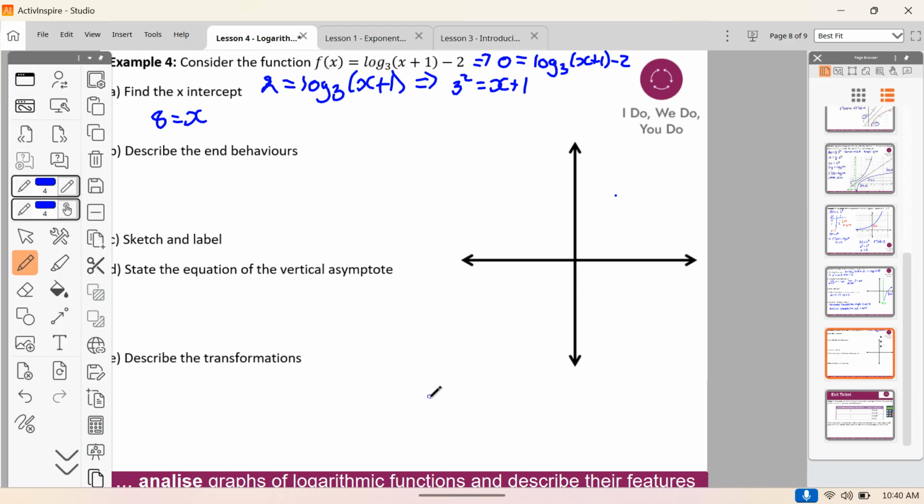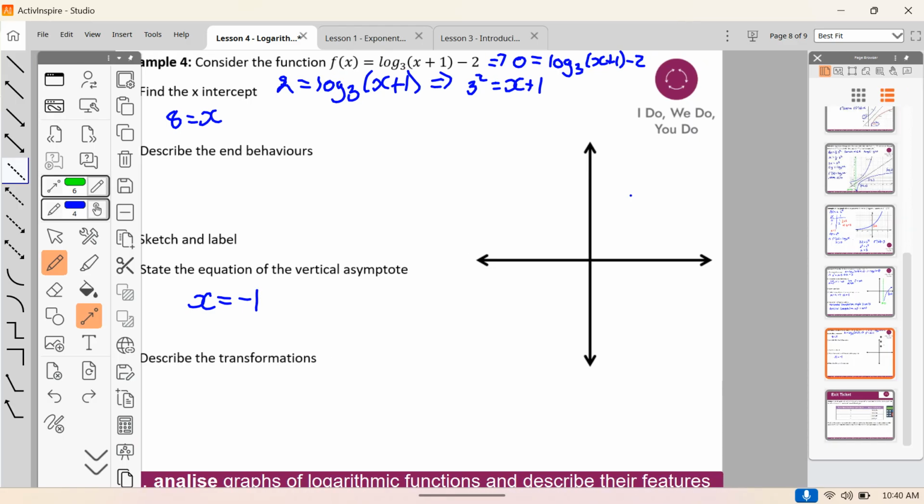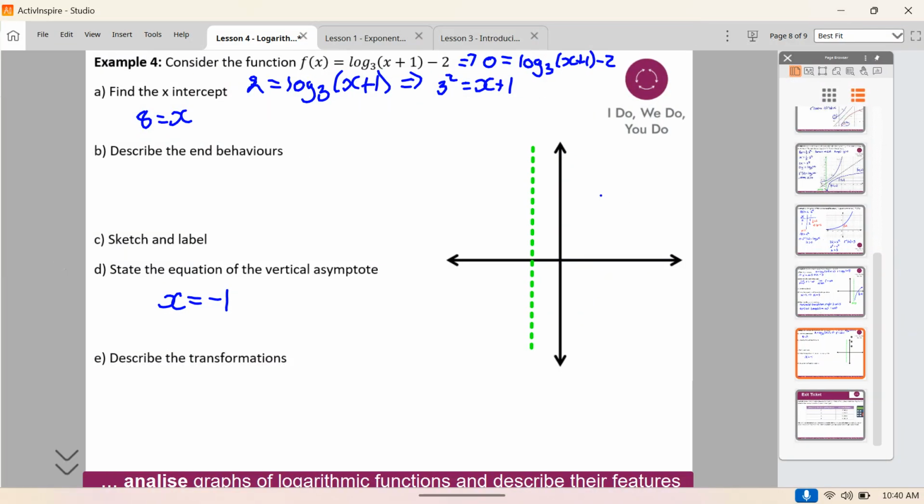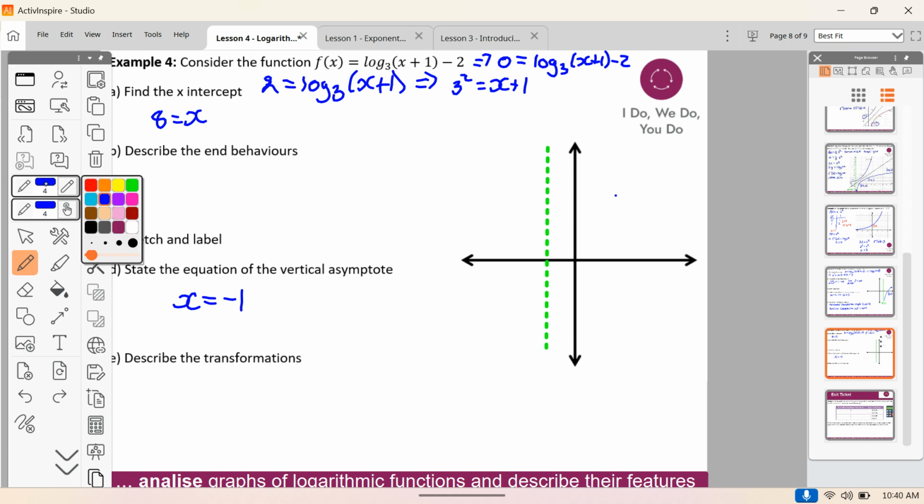State the equation of the asymptote. We get x is equal to minus 1. Sketch. Our vertical asymptote, x equals negative 1. This one is going to go through (8, 0).